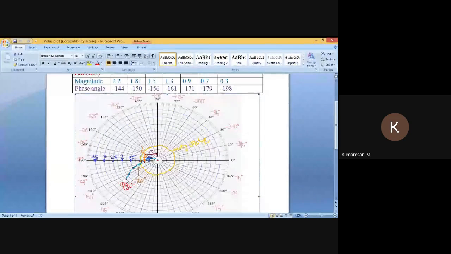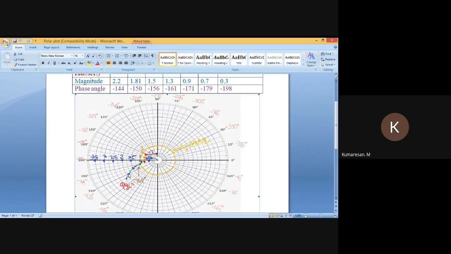Then for that particular point, you have to choose the phase angle of minus 144. This is 135; after 135 come 140, 145, 150. Each scale division is in degrees. The middle is 2. So with respect to 2.2 and minus 144, we get this point, called A. The next one is 1.81.